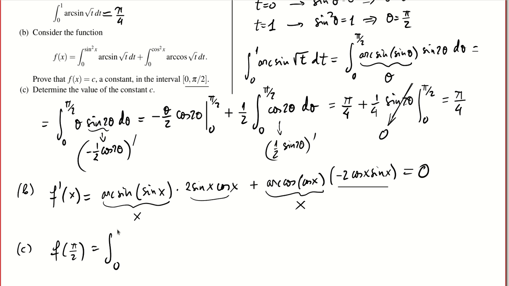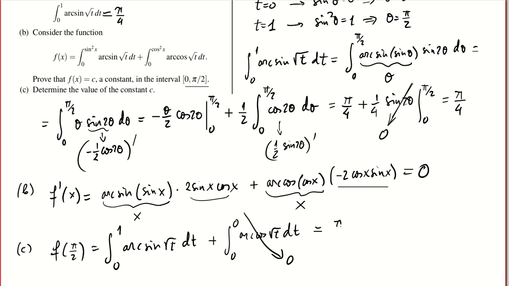So we have this integral here, which we know the value of. It is pi over 4. And then for the second one, we have pi half here, but the cosine of pi half is equal to 0. So what we have is just the integral from 0 to 0 of the arccosine of square root t dt. And this integral is of course 0, because the two limits are the same. So this is equal to pi over 4. So this function is a constant and it's equal to pi over 4.